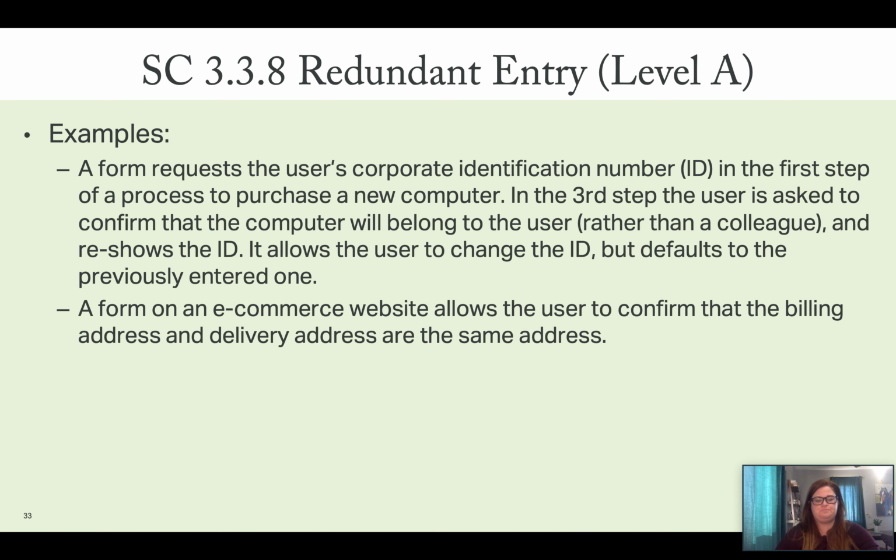Some examples in here. A form requests the user's corporate identification number in the first step of a process to purchase a new computer. In the third step, the user is asked to confirm that the computer will belong to the user rather than a colleague, and re-shows the ID number. It allows the user to change the ID, but defaults to the previously entered one. The other example is a form on an e-commerce website that allows the user to confirm that the billing address and delivery address are the same address. And you see that one fairly often currently already.